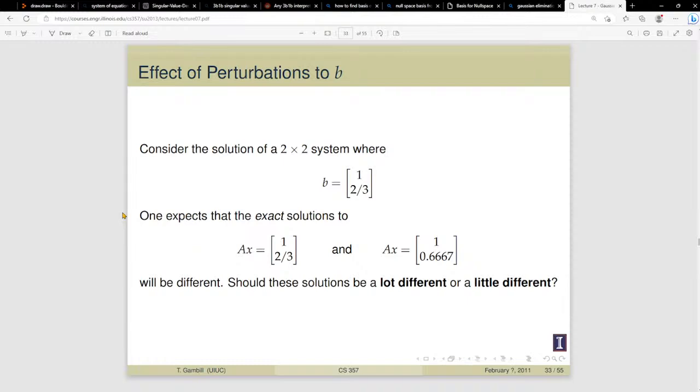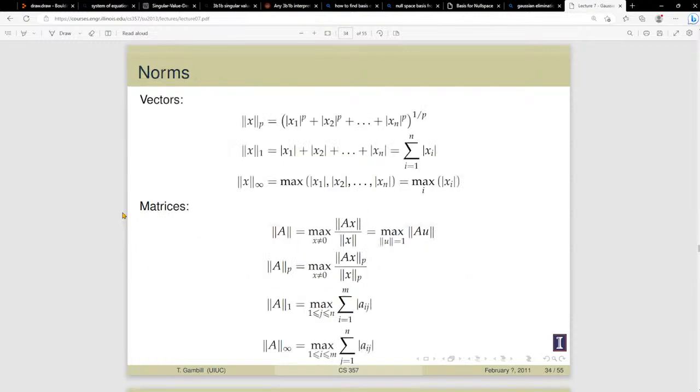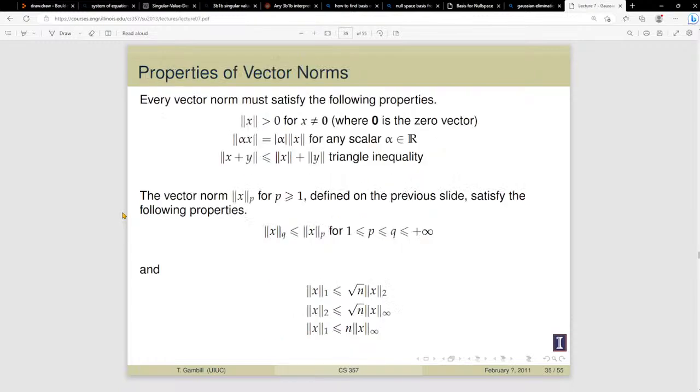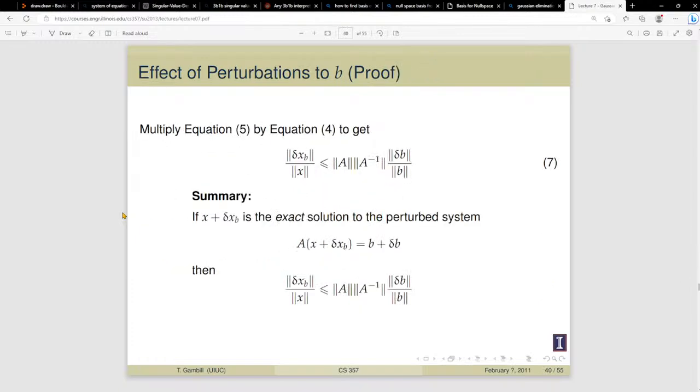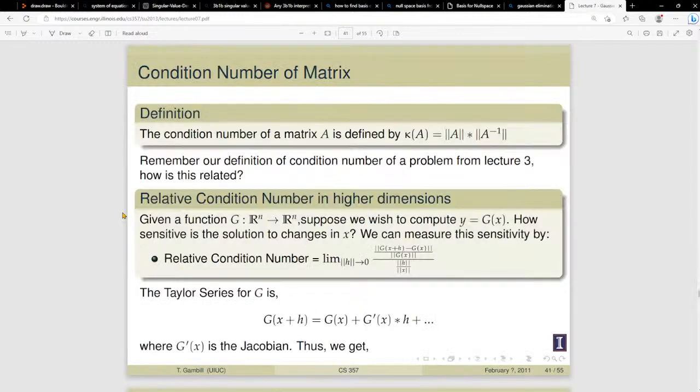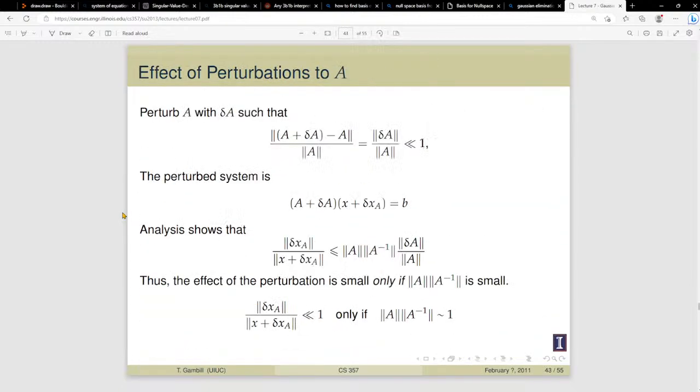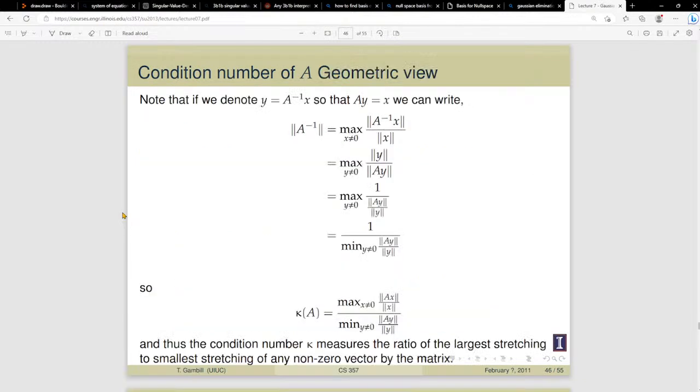Consider the solution of the two-basis system where b equals that. One expects the exact solutions to ax equals that, and ax equals that will be differentially solutions v. Yeah, because of floating, yeah. A lot to, interesting. Oh yeah, norms. Well, yeah. This is actually a good slide deck. I'm not reading it in detail. I'm just trying to get the idea. Interesting. Yeah. Okay. This is a really good slide deck.